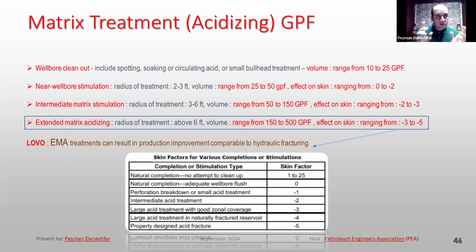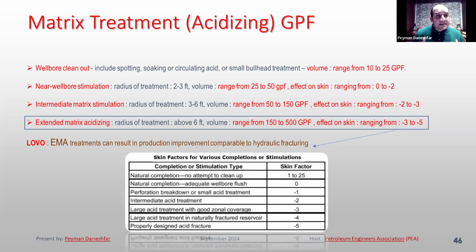Let me tell you about the GPF, gallons per foot. Say our reservoir has, for example, a 100 foot interval. So what is the main acid volume? 100 feet multiplied by, for example, 50 gallons per foot, gives about 5,000 gallons. So this gallons per foot relates to the interval of the reservoir.